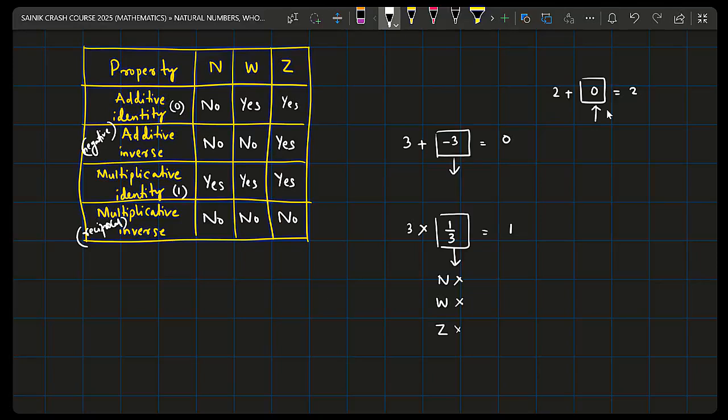Sir, additive inverse? You take any natural number. Sir, 10. Which number will you add to 10 so that the answer is equal to additive identity 0? Sir, it is not possible. Actually, -10 is possible, right? 10 plus -10 is 0. But -10 is not found in natural numbers. That's why the answer is no. In whole numbers also it is not found, but it is found in integers. That's why it is no, no, yes. Is it clear? Yes, sir.